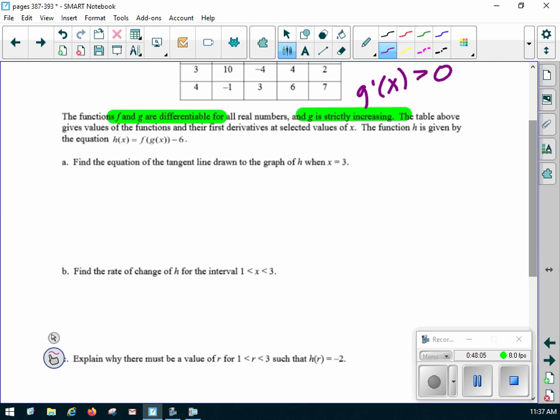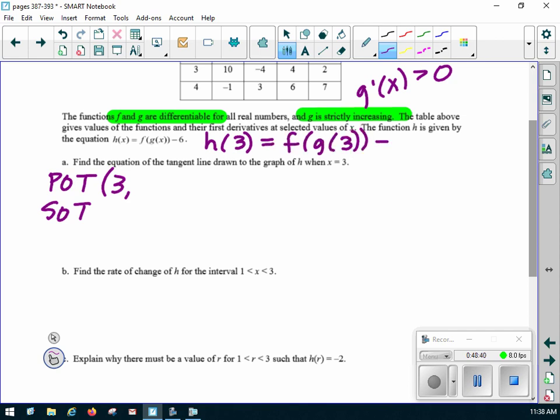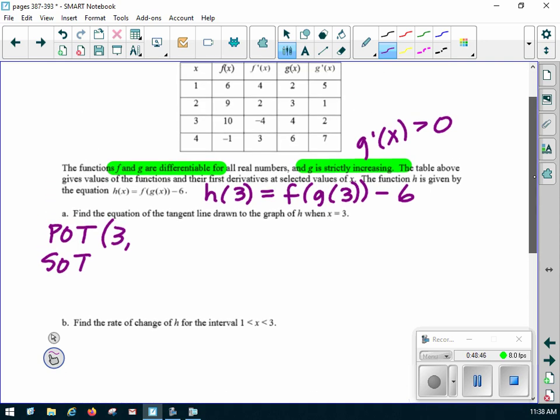When you have to write the equation of a tangent line drawn to the graph when x is 3, what do you have to know? I already know something about the point of tangency. I know the x value is 3. How would I figure out what the y value is? So we need to find h of 3. Well, that's f of g of 3 minus 6. Well, what is that?